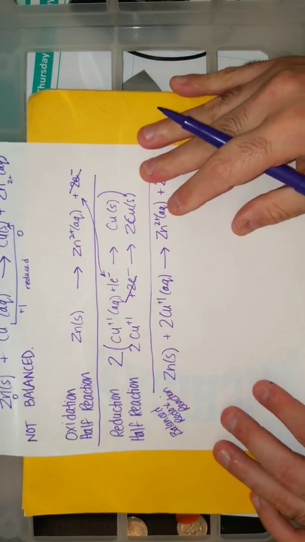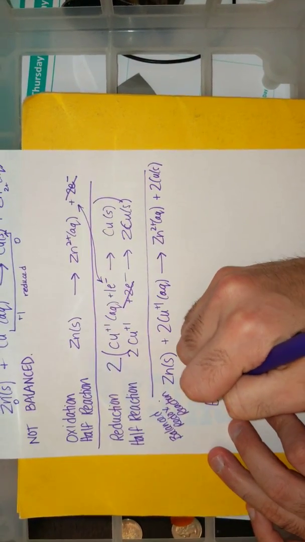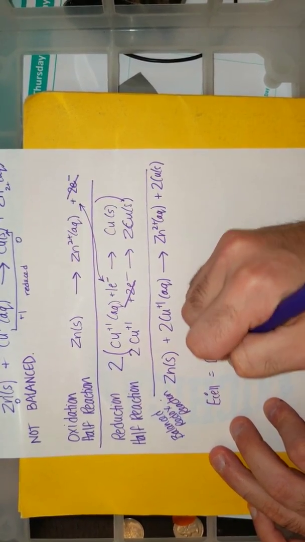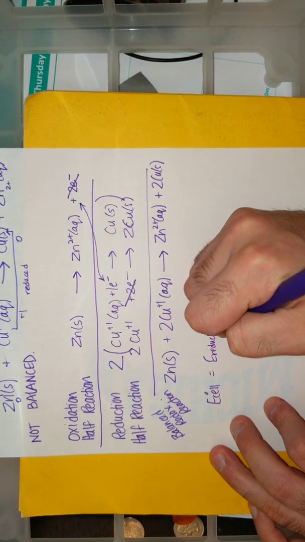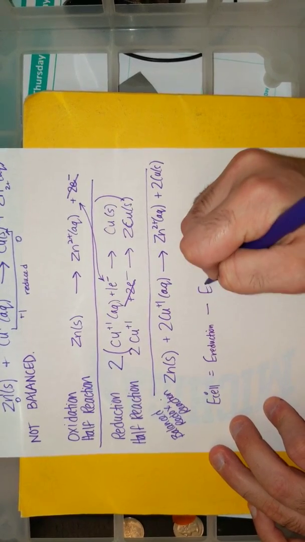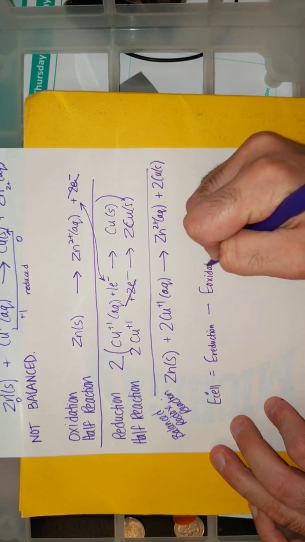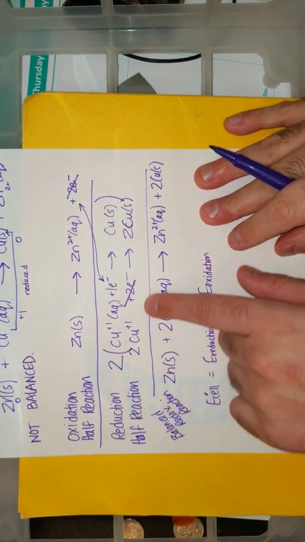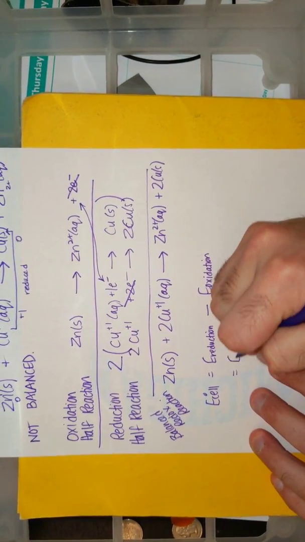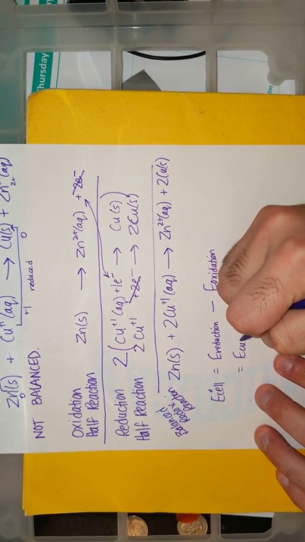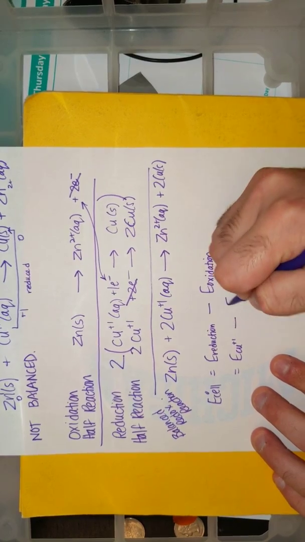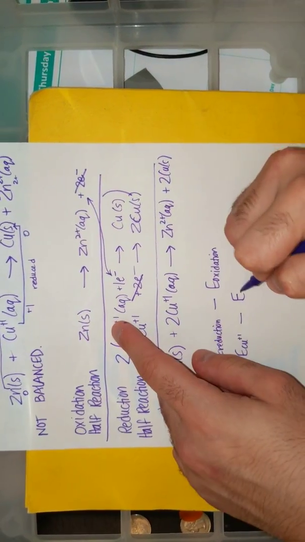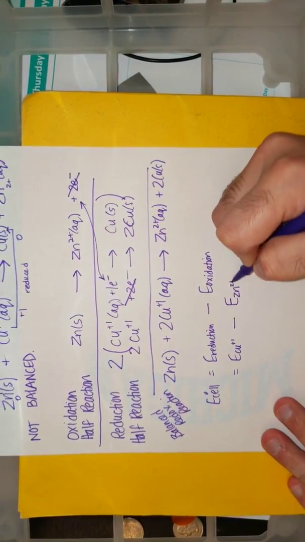And if I wanted to calculate E of the cell, I would want E reduction, whatever's being reduced, minus E oxidation. So my species that's being reduced is my copper. So I would have E of my copper, with whatever one's the plus 1, minus E of my zinc, the one that gives me the 2 plus.